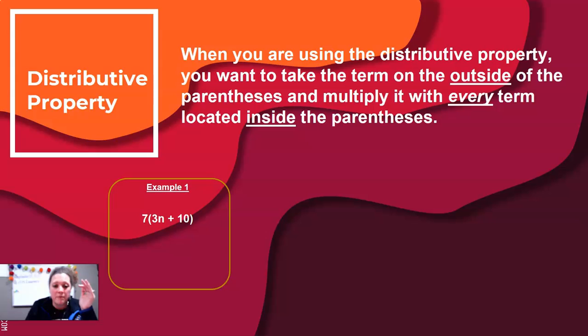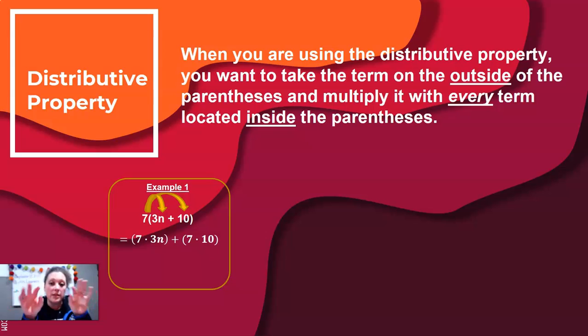So let's look at example 1. I have 7 on the outside of my parentheses. That means I'm multiplying 7 to 3n plus 10. Now, 3n plus 10 are two separate terms. You can almost think of them like two separate numbers. So that 7 is not going to be multiplied to just 3n, but also to the 10. So we need to make sure that we distribute it by multiplying. So it's going to be 7 times 3n, and then we're going to distribute that to the 10 as well. And we get 7 times 3n plus 7 times 10.